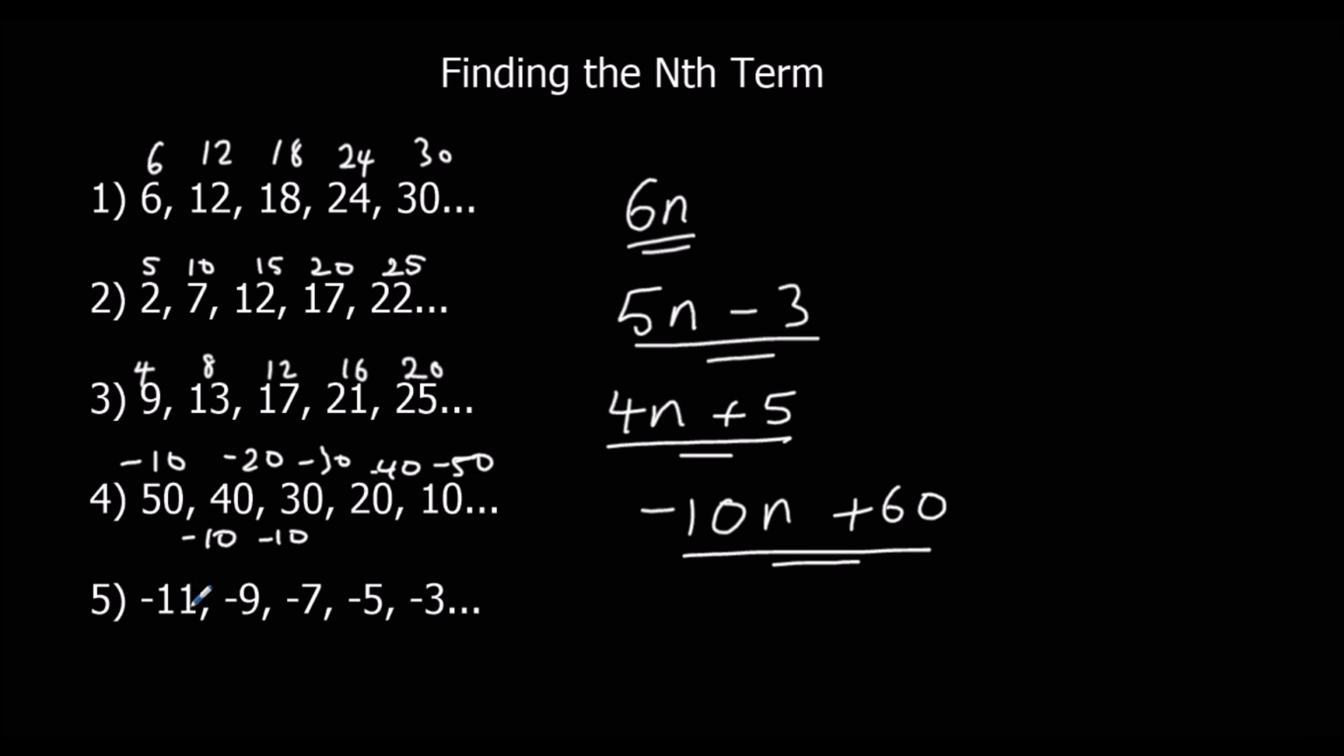So here we've got -11, -9, -7, -5, -3. It's going up in 2 every time. It might look like it's going down, but -11 plus 2 is -9. -9 plus 2 is -7. So it's 2n. So we've got the 2 times table. 8, 10. What have we got to do to 2 to get to -11? What we've got to do to 4 to get to -9, we've got to take off 13 every time. So it's the 2 times table, take away 13 to get to our sequence.